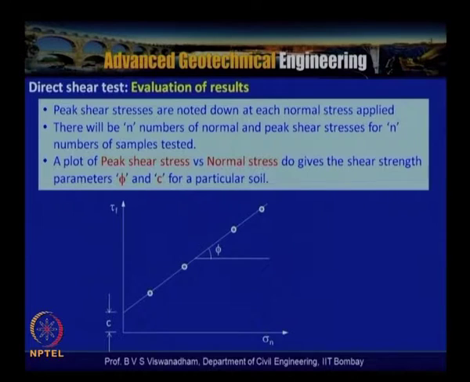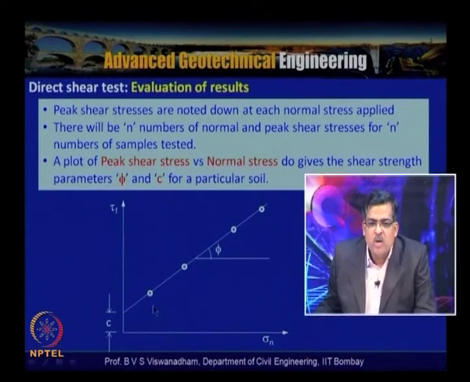Now let us look into the interpretation of the direct shear test results, and then we will try to look into some example. Here the peak shear stresses are noted from the shear stress versus shear displacement or shear strain curve. For each normal stress, the peak stress is picked up and plotted here, and the line joining these points is the Mohr Coulomb failure envelope.